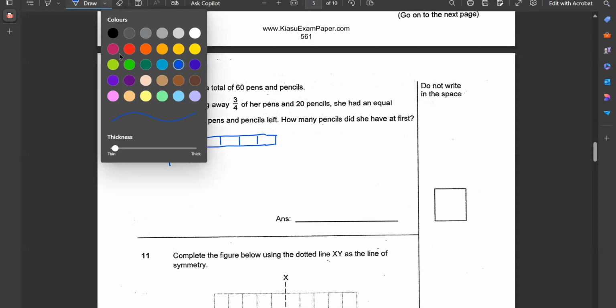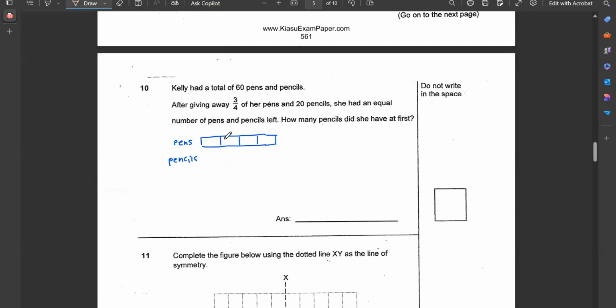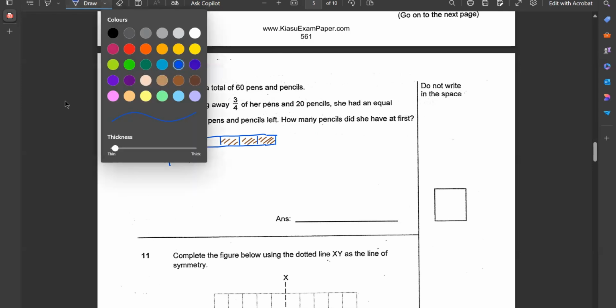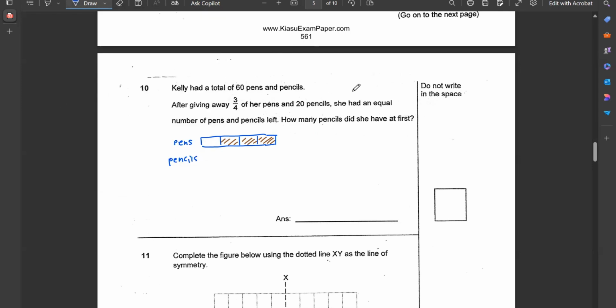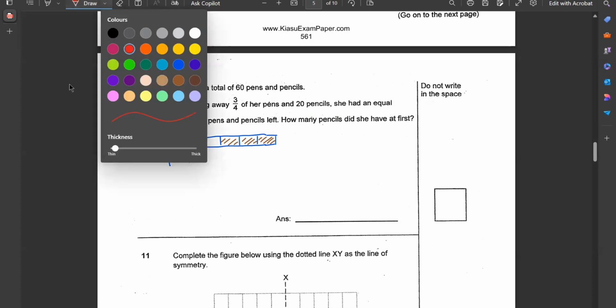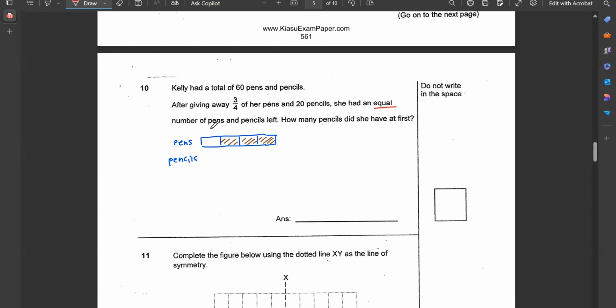For pens, what we should do is shade away. After giving away 3/4 means I shade away 3 units. I shade the last 3, not the first 3. The first unit, leave it alone so that we can compare. And she also gave away 20 pencils. After that, she had an equal number of pens and pencils left. This is helpful because if you look at pens, your pens left now is this 1 unit, the unshaded one. So you need your pencils left to be the same size, the same 1 unit. So you see, I drop it down like that.